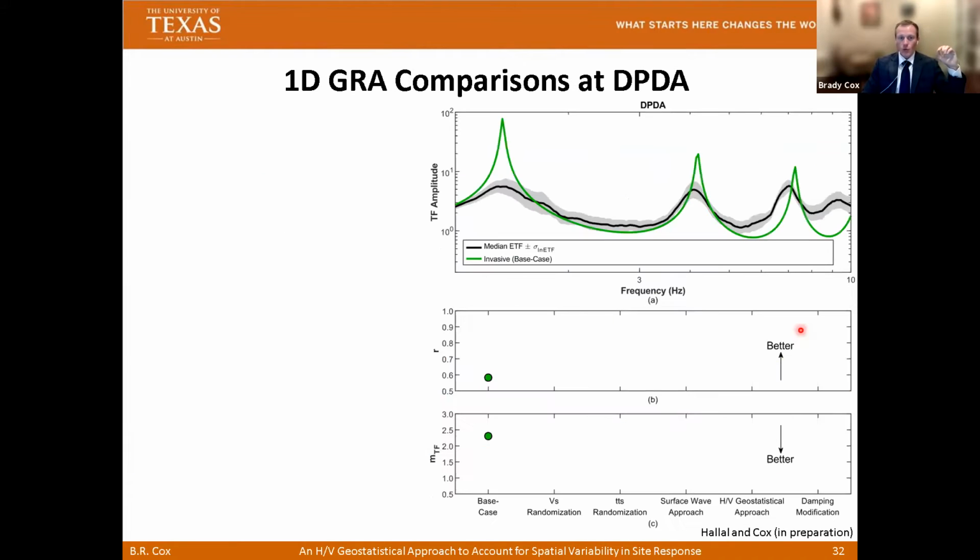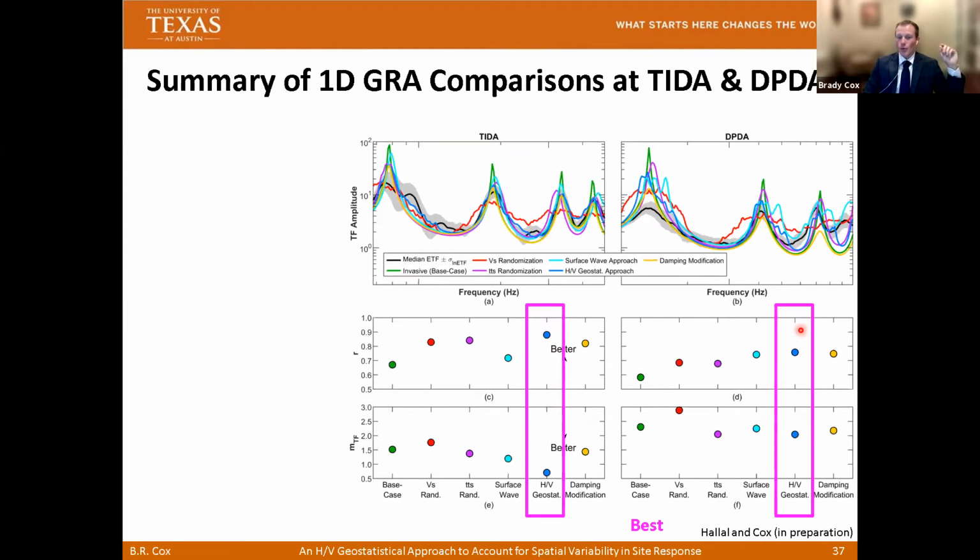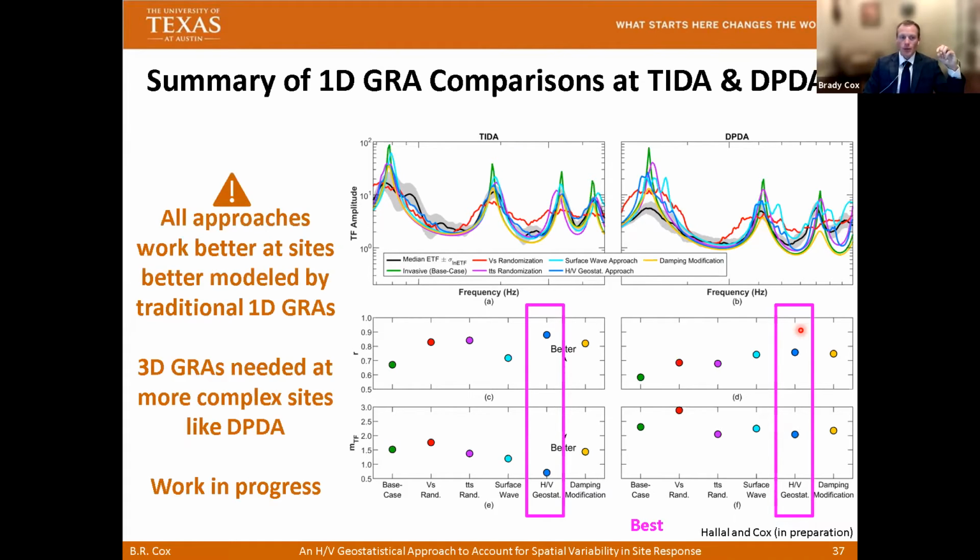I see that I'm virtually out of time. We've also done this at a different site, Delaney Park, which I don't have time to talk about. But in general, the approach that always works the best so far is our H over V geostatistical approach when we consider all reasonable methods of incorporating spatial variability. And I'm respectful of the time.